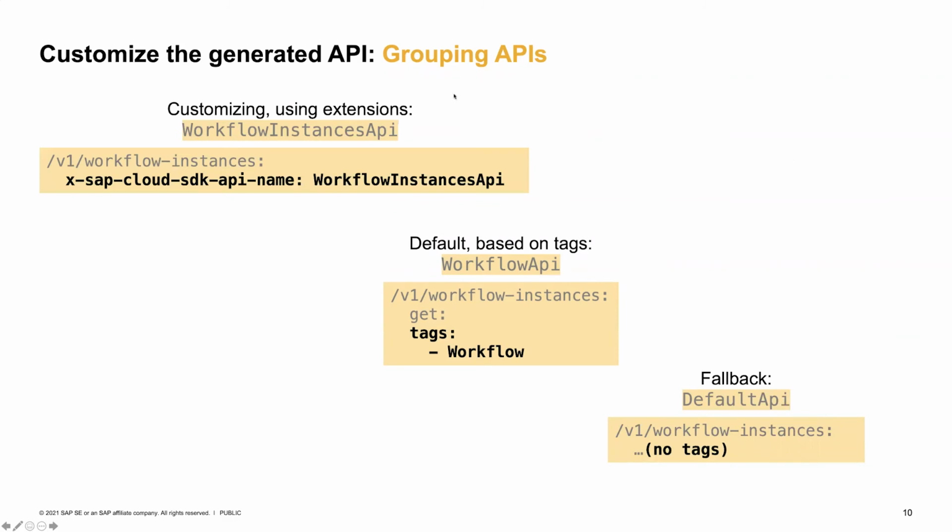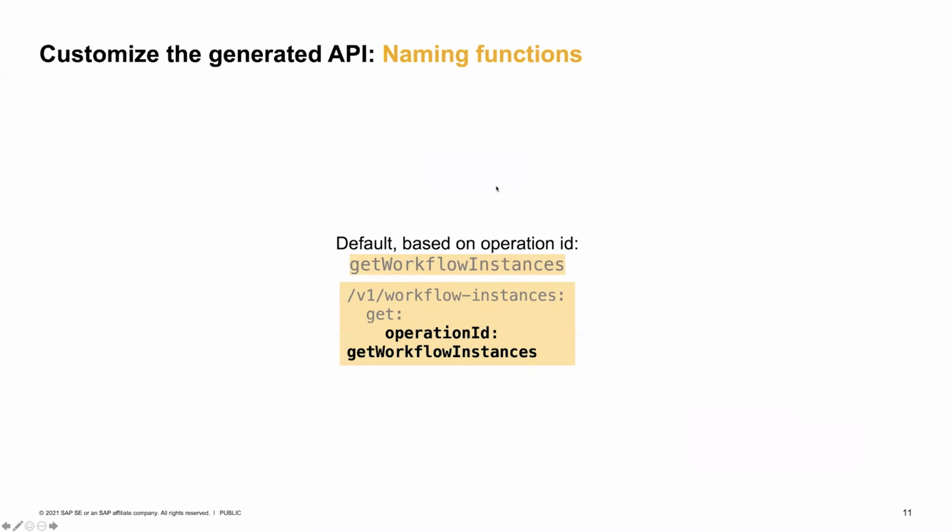The next level of customization is by providing this vendor extension here, which is called SAP Cloud SDK API name. And based on this, we will generate your API name. Here you can see we'll take this over and usually also append API. Here it's not necessary. The same, or something very similar, applies to operations.